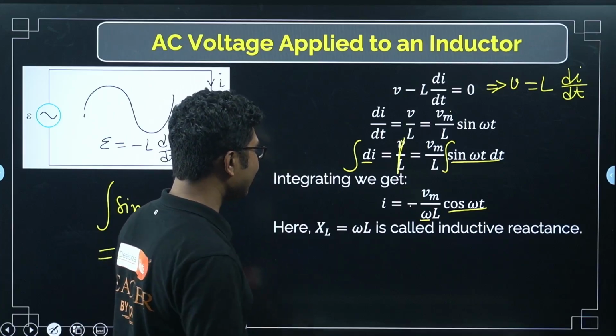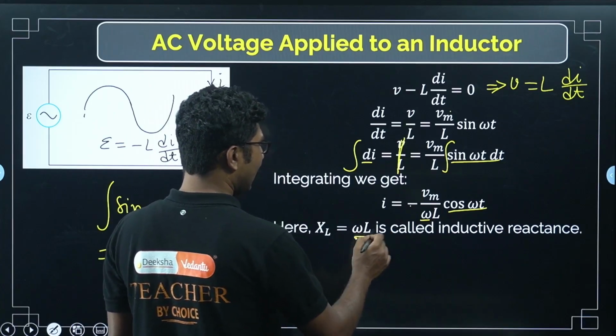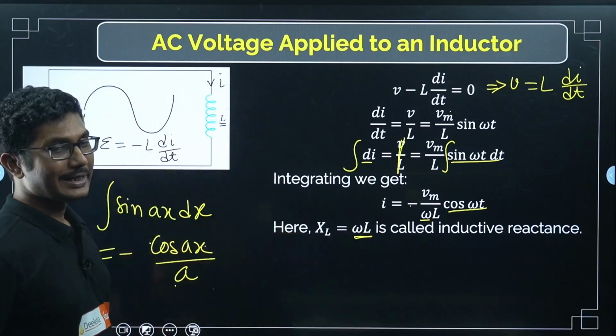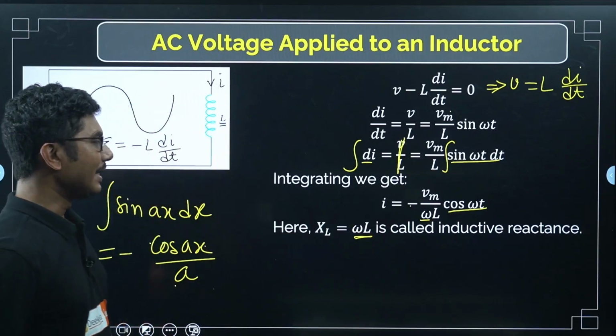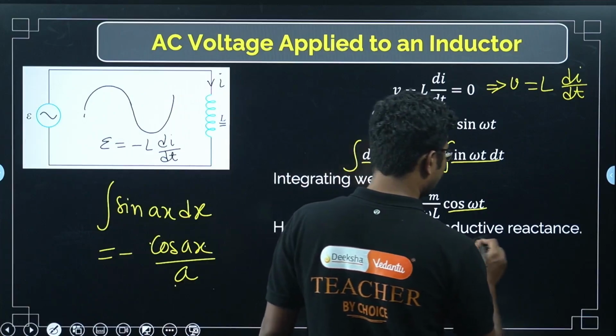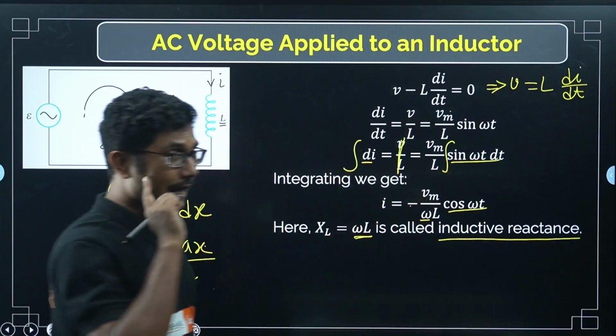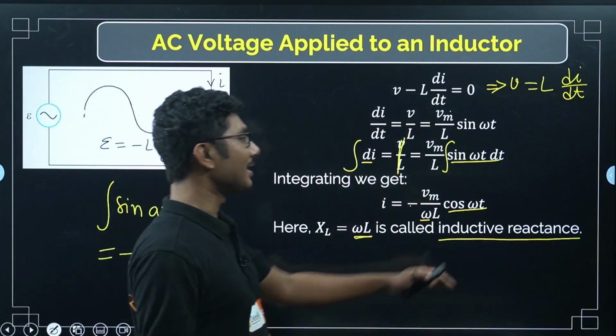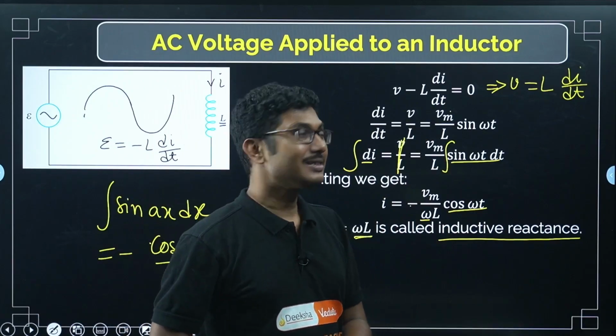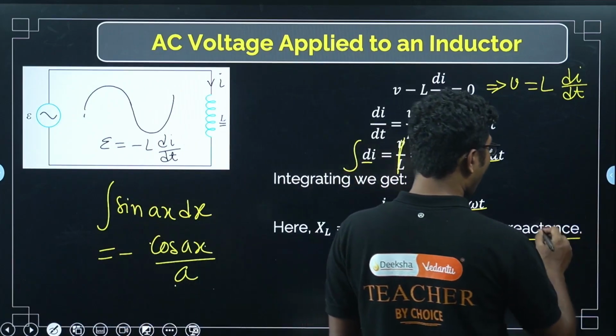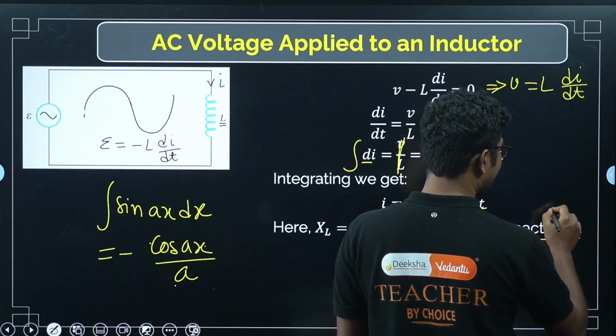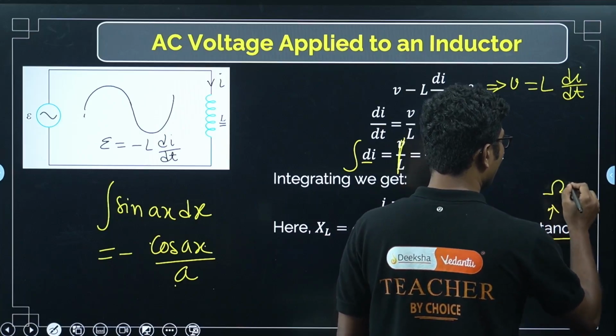Or we can write this term omega L as a new quantity XL. It is called inductive reactance. And if you see, the name has a very similarity with the term resistance, and in fact the unit of inductive reactance is the same as that of resistance, that is ohm.